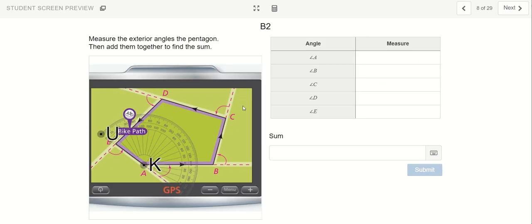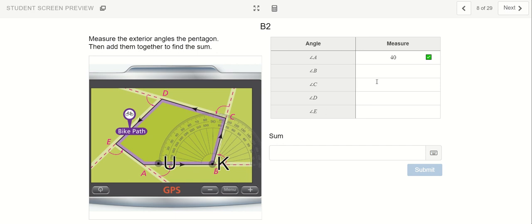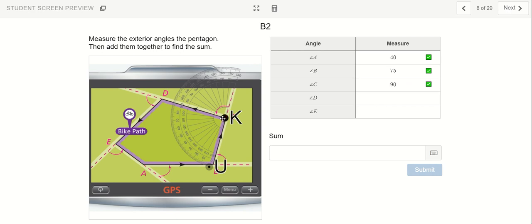Let's actually measure and see if this is true. For angle A, notice how we're stopping at around 40 degrees. Again, we're measuring the outside angles. So outside of here, angle A is going to be around 40. Okay, let's measure angle B. Make sure the protractor is in the center. Rotate it this way. Make sure the bottom is lined up. Is this around 75? Okay. Measure angle C. Make sure the center lines up. Make sure the bottom is along the bottom arrow. This looks around 90.